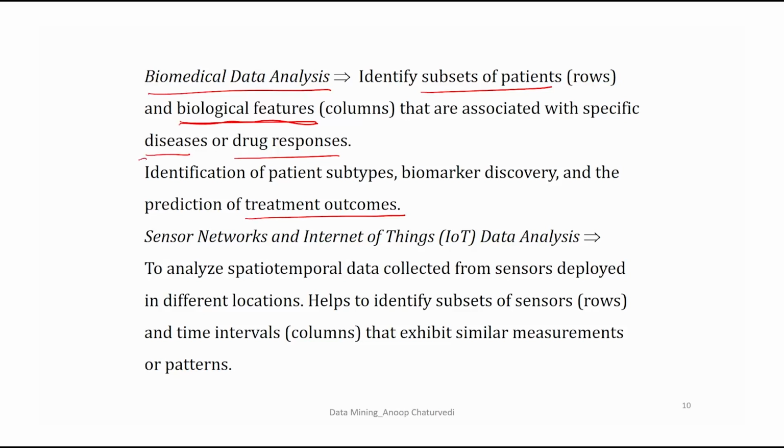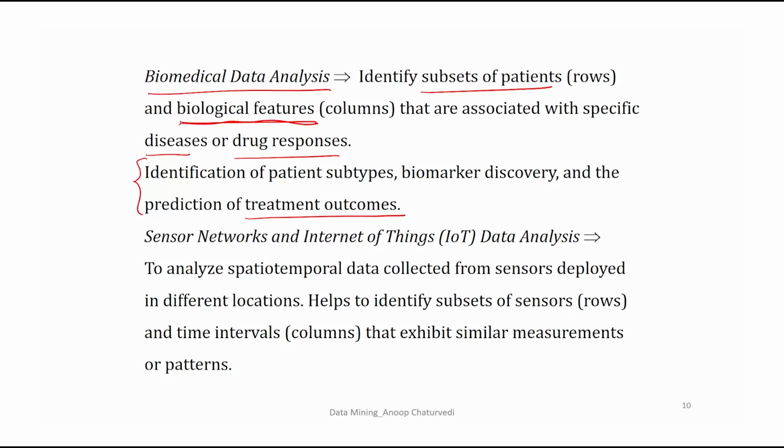So, such kind of analysis helps you for all these purposes. It helps you for the prediction of treatment outcomes. Now, you can say that that particular subset of patients may respond well to the drug, provided they have that particular group of biological features also, or they are more prone to a particular disease if they have a certain group of biological features.